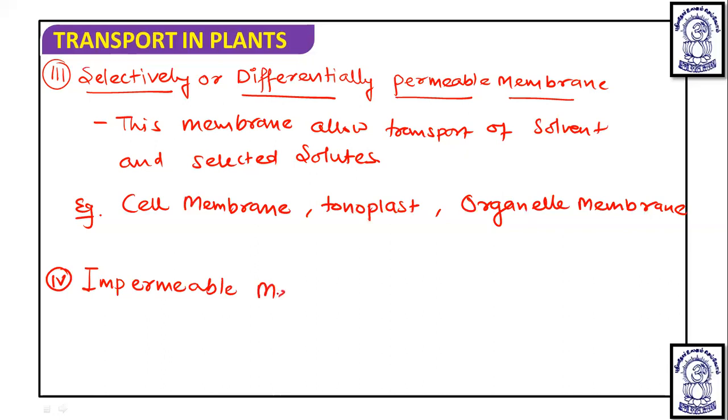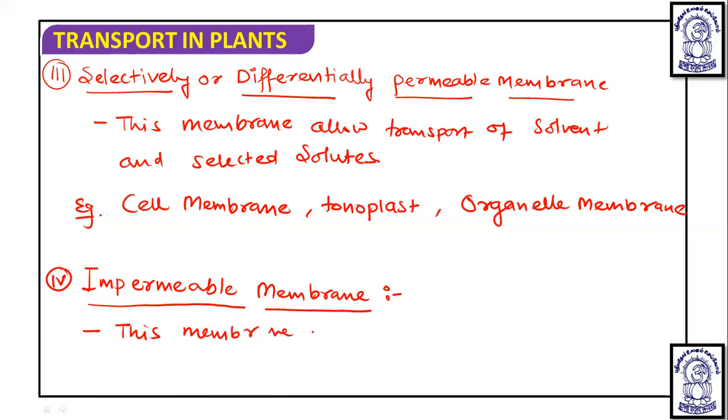And the next one is the impermeable membrane. If we talk about the impermeable membrane, this membrane neither allows solute nor solvent across it. So it is not going to allow solute as well as solvent. Then it is known as an impermeable membrane.